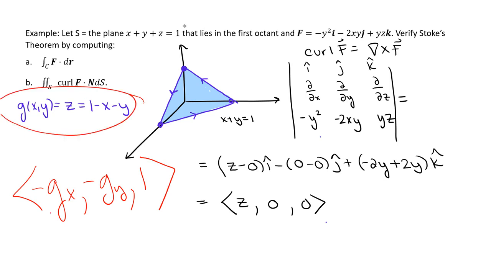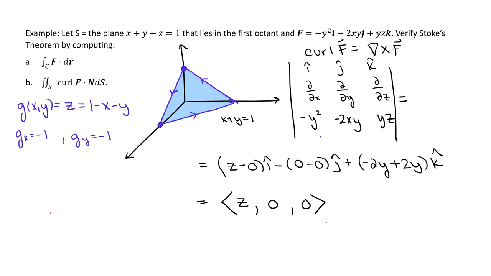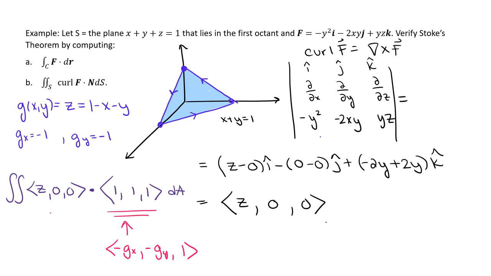Our surface right here is the plane x plus y plus z equals 1. So I went ahead and solved that for z. So here we go. z equals 1 minus x minus y. Derivative with respect to x is negative 1. Derivative with respect to y is negative 1. So then the vector that I'm dotting it with, my normal vector, is going to be negative gx. So negative negative 1 is 1. Negative gy is also 1, and then comma 1.